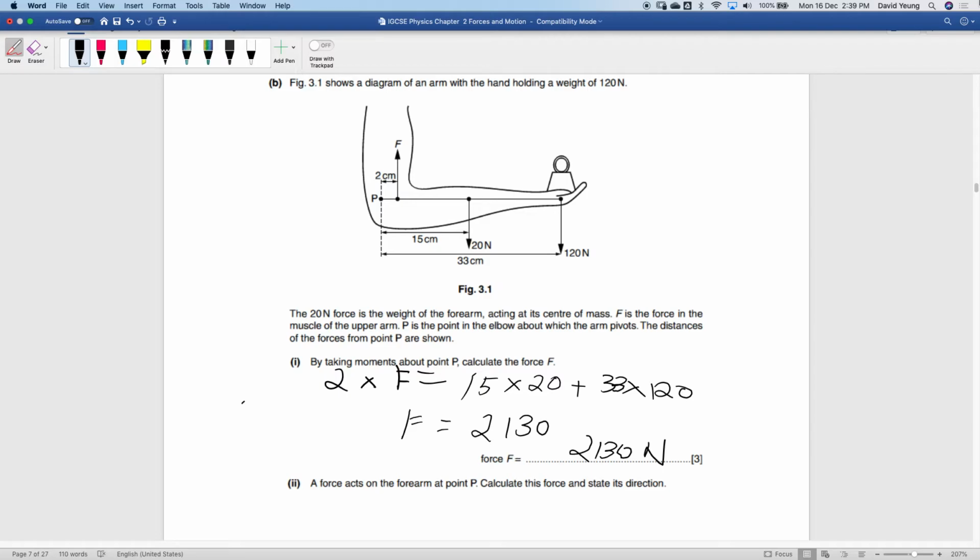Understand? There should be no net force. That means the upward force should equal the downward force. So the force is balanced.